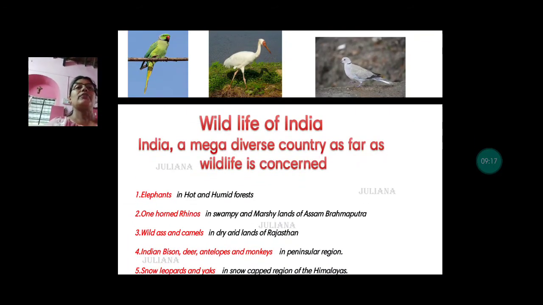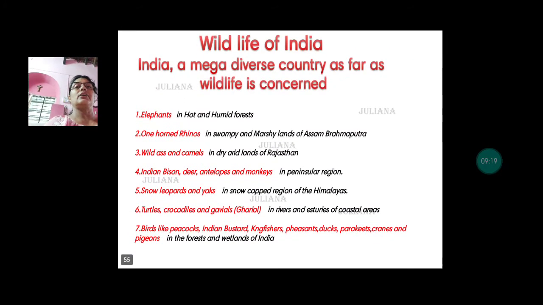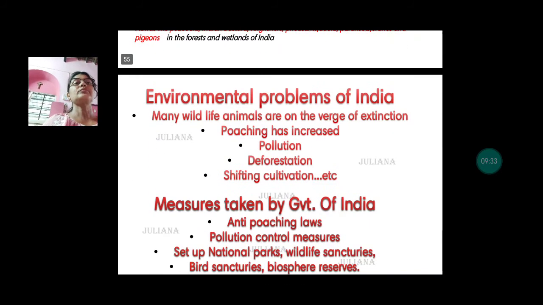So the wildlife of India, this is the same thing, which I have put together in this slide here. You can take a screenshot, and as and when you need to refer to it or write a short note on wildlife of India, you can write this as well.